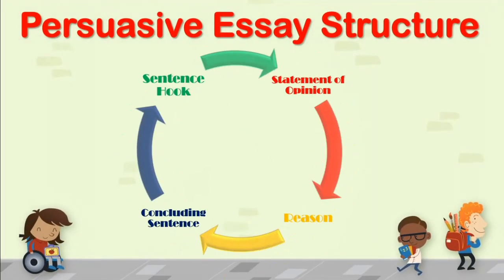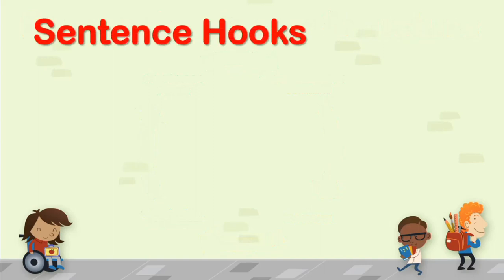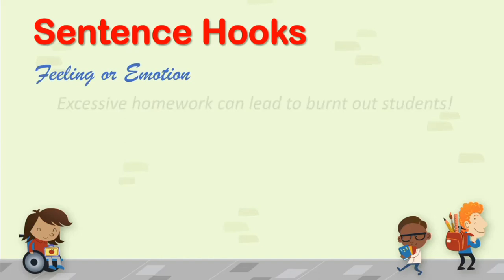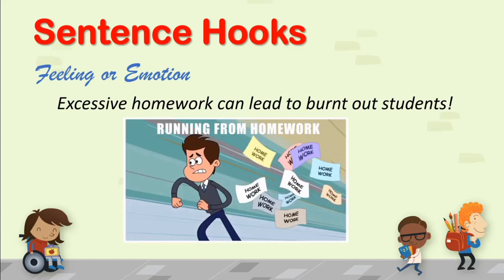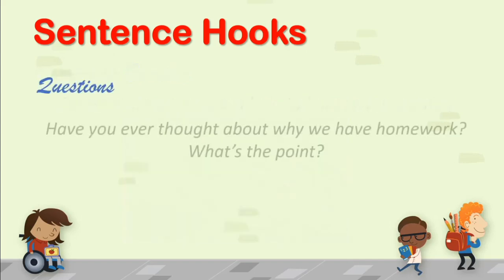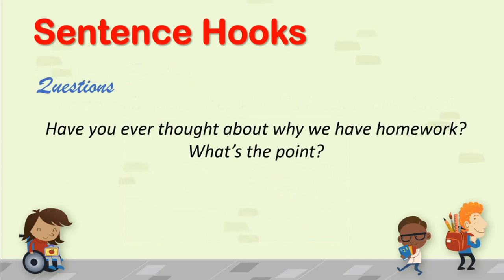A good persuasive essay has a hook, statement of opinion, reason, and concluding sentence. Sentence hooks are used to grab the reader's attention. Let's have a look at some examples. The first is feeling or emotion. Excessive homework can lead to burnt-out students. You can also start with questions. Have you ever thought about why we have homework? What's the point?